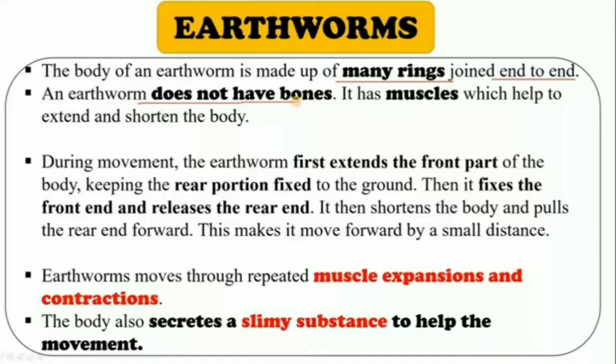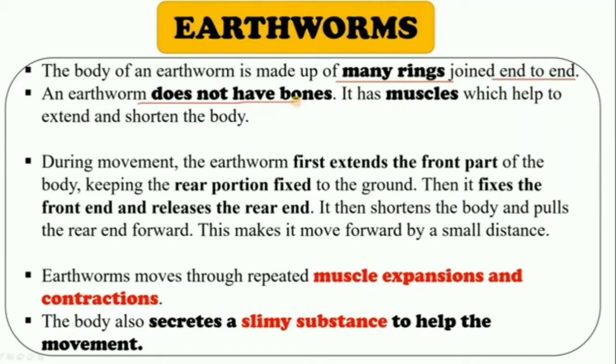We can see the movement in earthworms. The body of an earthworm is made up of many rings joined end to end. An earthworm does not have bones. It has muscles which help to extend and shorten the body. During movement, the earthworm first extends the front part of the body, keeping the rear portion fixed to the ground. Then it fixes the front end and releases the rear end. It then shortens the body and pulls the rear end forward. This makes it move forward by a small distance.